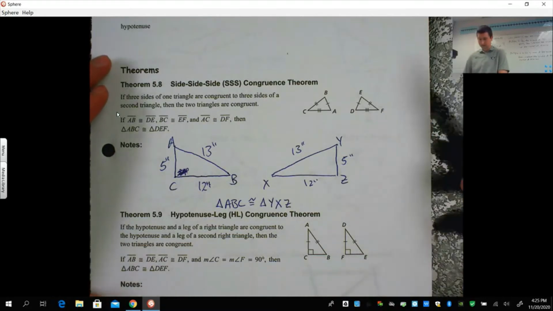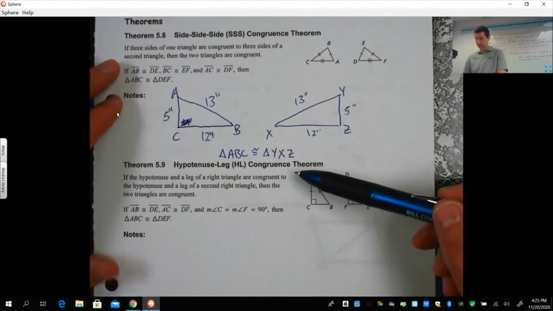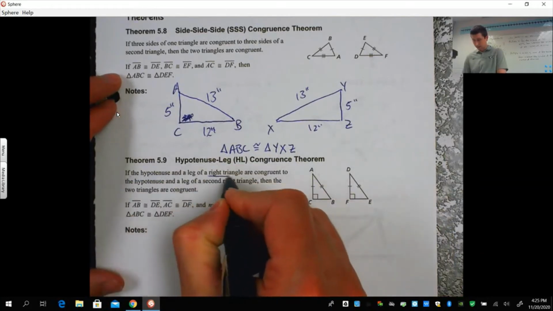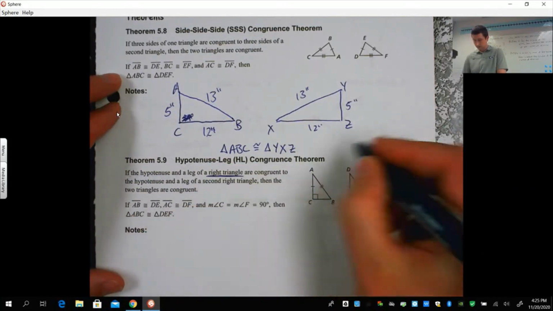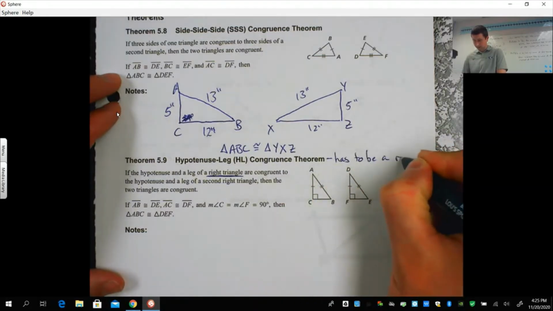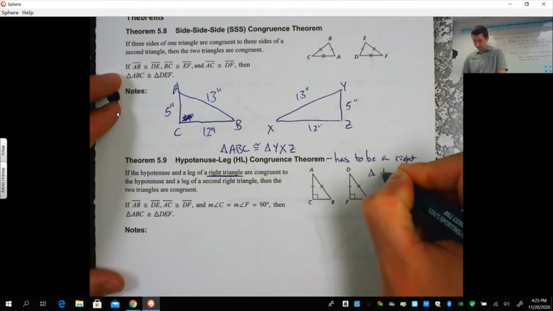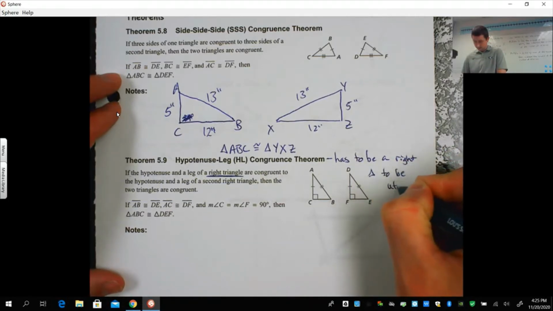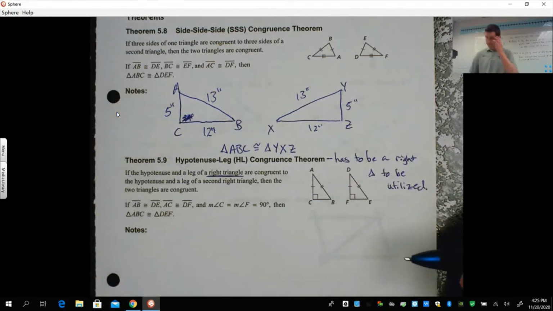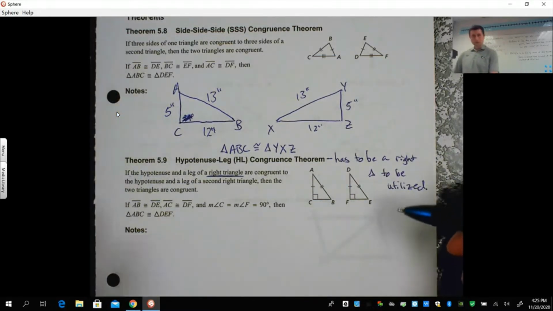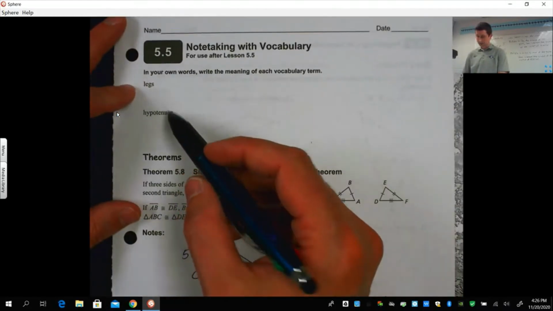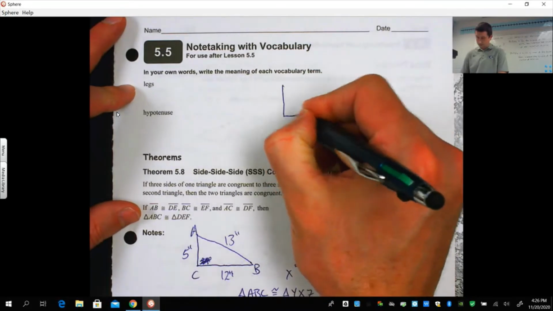A spin-off of that is what's called the hypotenuse leg congruence theorem. This only works when you have a right triangle. It has to be a right triangle to be utilized, has to have one right angle. So that's where we get our vocab words back at the top. They're talking about the legs and the hypotenuse.